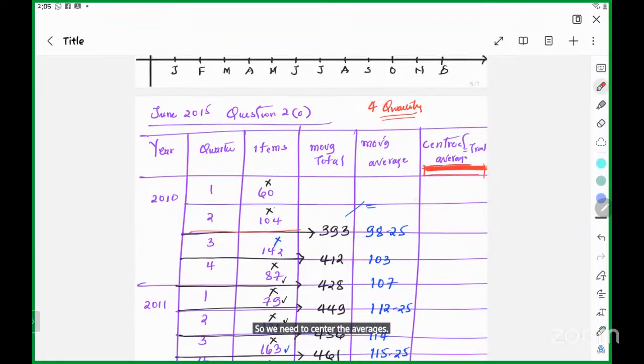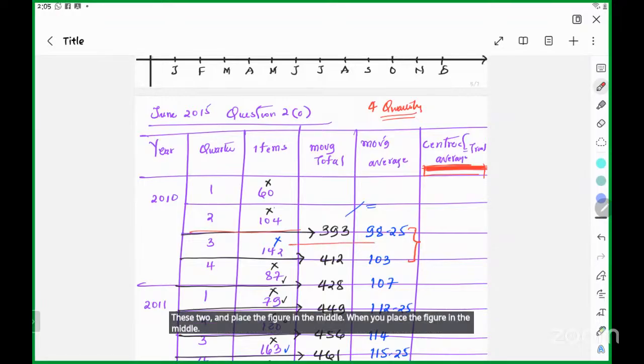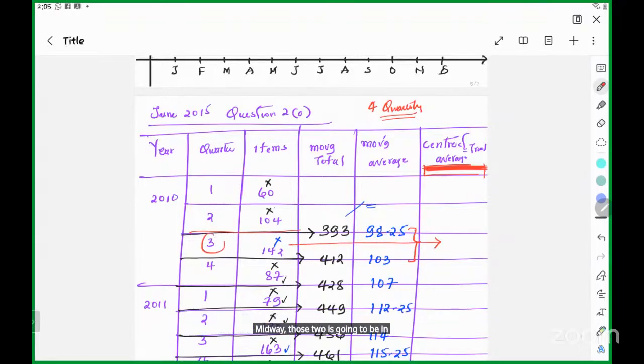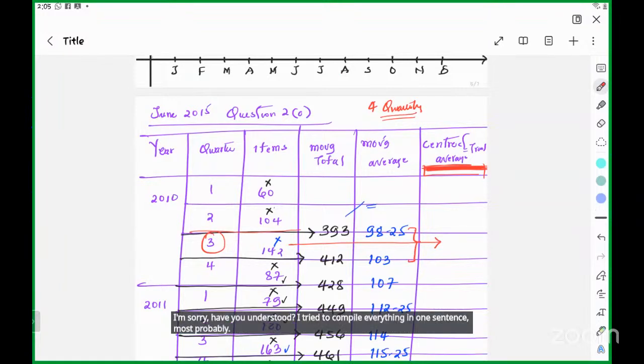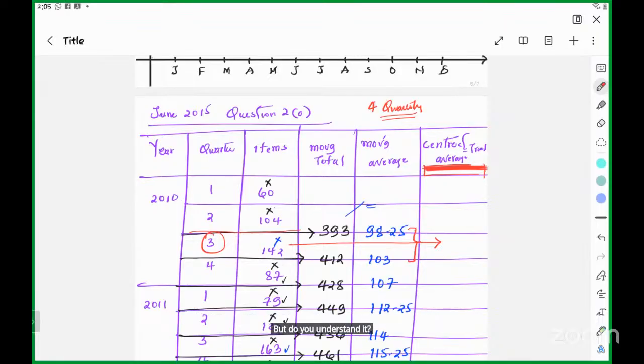So we need to center the averages. What you do, you add these two and place the figure in the middle. When you place the figure in the middle, midway those two is going to be in the third quarter, not the second. I'm sorry, have you understood? I tried to compile everything in one sentence, most probably. But do you understand it? Yeah, it's clear. So let's add the 2. This time when you add, you divide by 2 because you've added 2. What do you get?